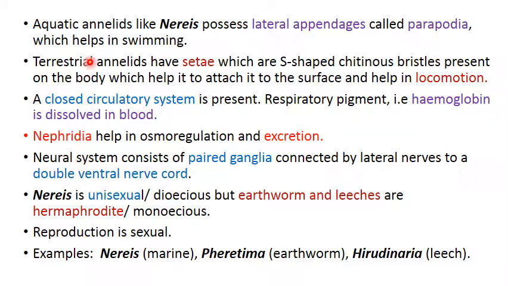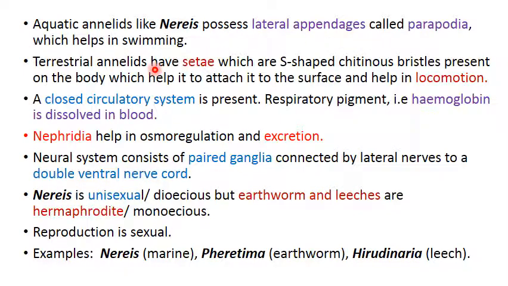Now aquatic annelids, जैसे कि Nereis है, they have lateral appendage. Side के body में the appendages हैं which are called as parapodia, and they help in swimming. And also थोड़ा बहुत respiration भी होता है, because these are highly vascularized, they have blood vessels in it. तो यहाँ पे थोड़ा बहुत exchange of gases भी होता है.